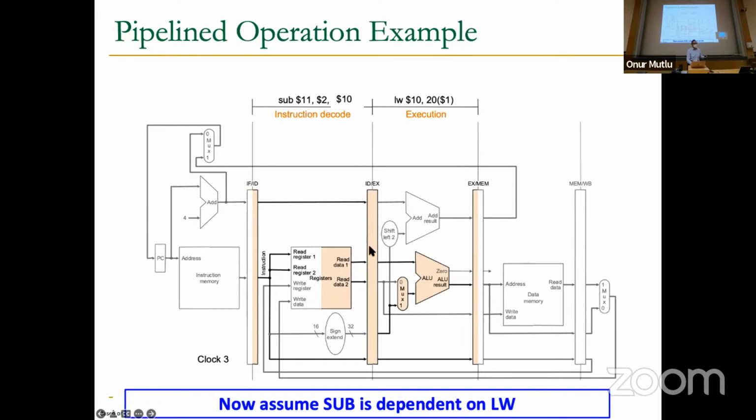Basically, we're going to insert a bubble over here, a no-op instruction. And then we're going to ensure that no other instruction gets latched over here so that the subtract stays over here. We keep inserting bubbles until all of the sources and destinations of the sub are valid. Okay, so that's one way of detecting.